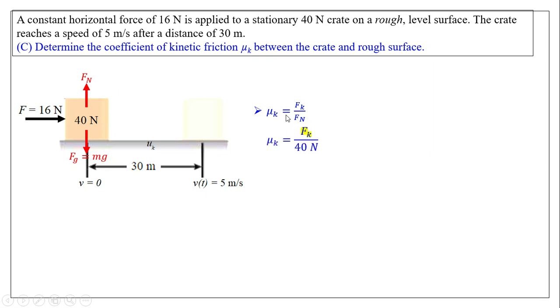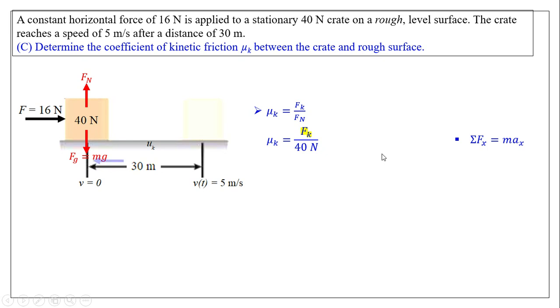So therefore, we have mu k is equal to f of k over f of n, but f of n in this case would just be 40 newtons, because the weight of the box or crate here is given as 40 newtons. Again, it's important that you pay attention to units. This says 40 newtons, not 40 kilograms. So 40 N represents f of g already. So f of n is f of g. So wherever f of g is, I can just plug in 40 newtons, okay? Therefore, the only thing I'm missing in the statement is f of k.